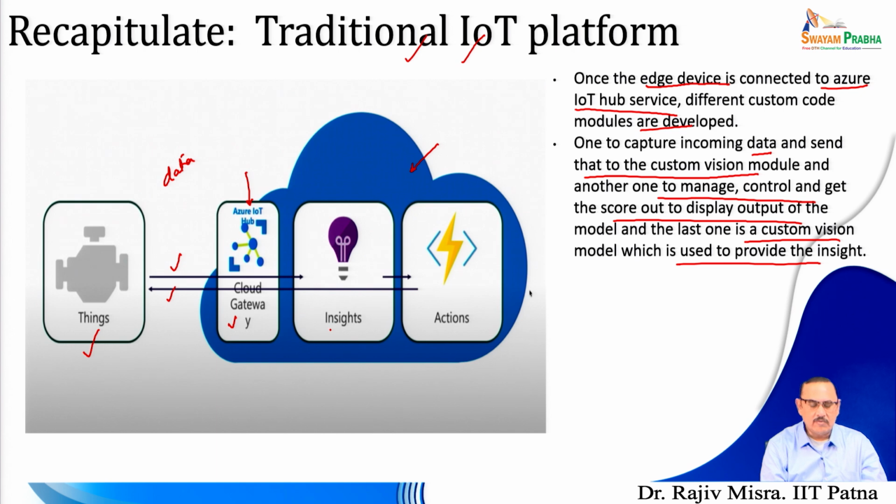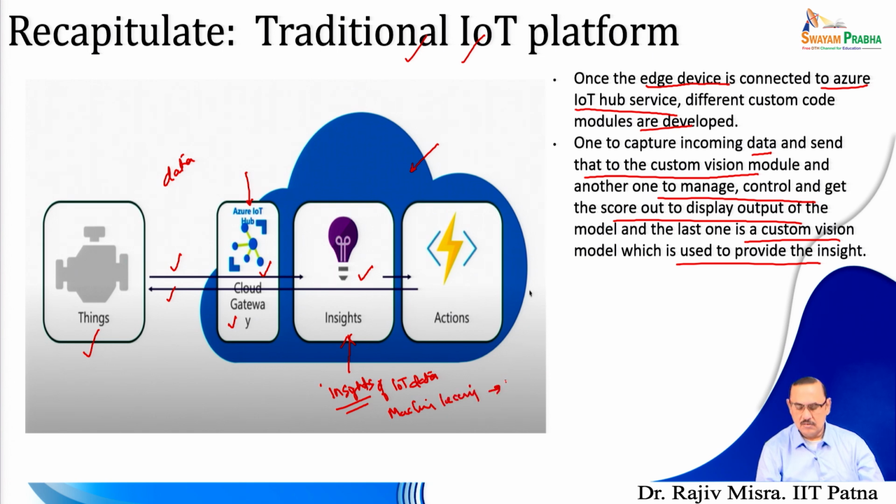So, when these things send the data with the help of a cloud gateway, this data will be analyzed, and this analysis is called getting the insights of an IoT data. Getting insights of an IoT data requires some machine learning algorithm to be running on the cloud side, and when it gets an IoT data, it gives the insight which is present inside the IoT data.